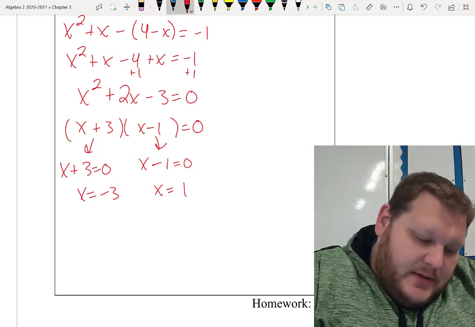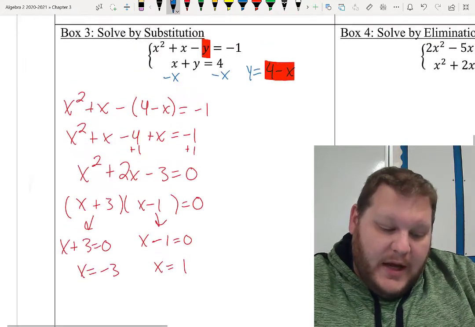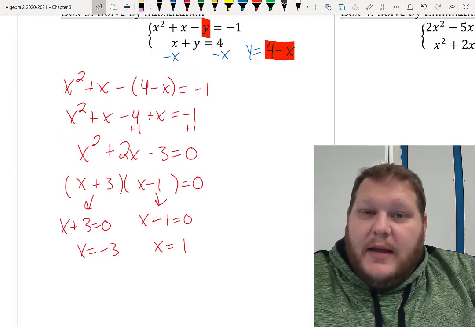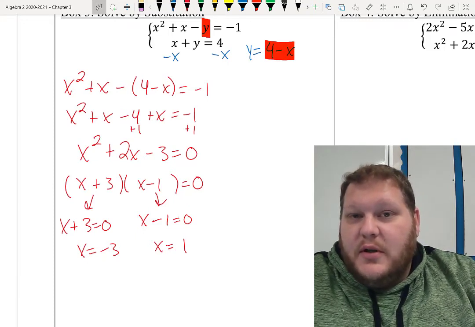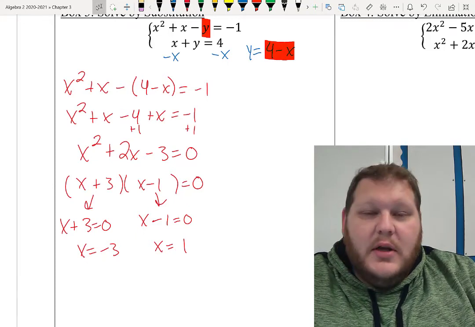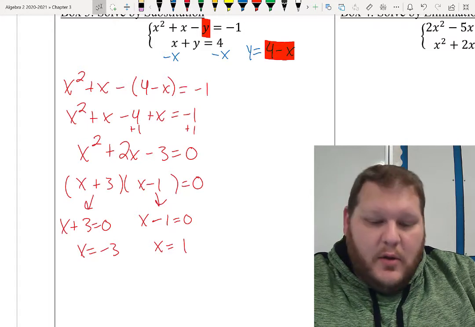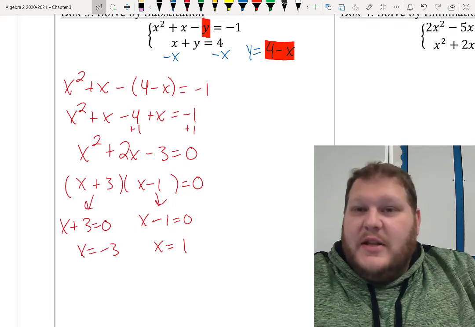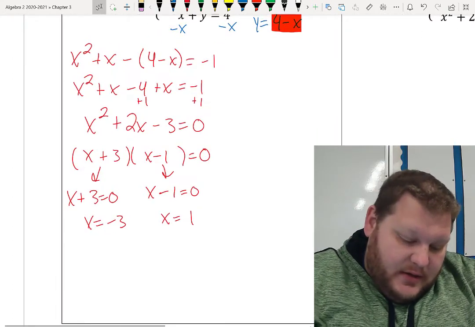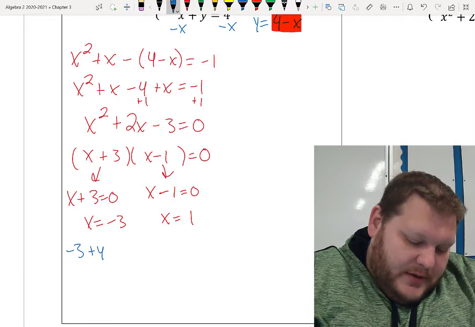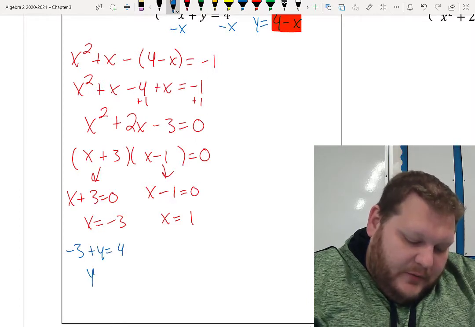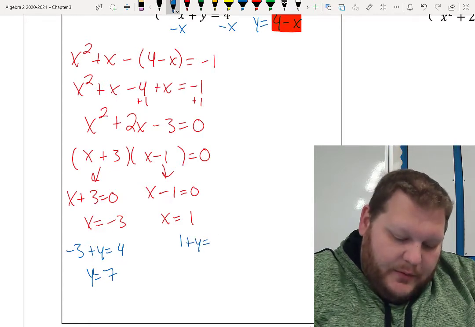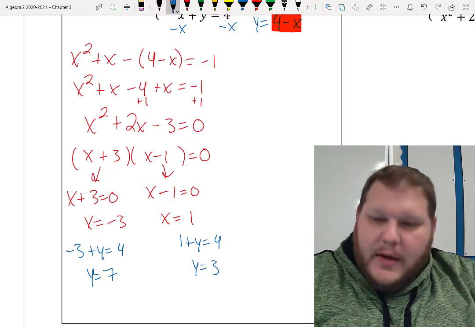So we'll switch back to blue. It's up to you on which equation you want to plug back into. As always, I suggest plugging back into one of your original equations before you started doing any kind of manipulation or substitution, just in case you made a mistake somewhere along the way. So definitely my bottom original equation, x plus y equals 4, is going to be the easier one to do. So if I do that here, negative 3 plus y equals 4 gives me a y value of 7. 1 plus y equals 4 gives me a y value of 3.